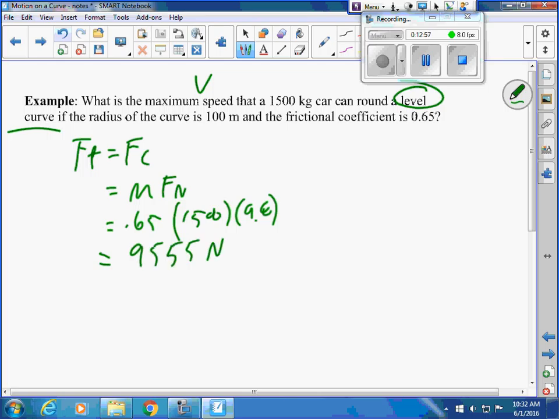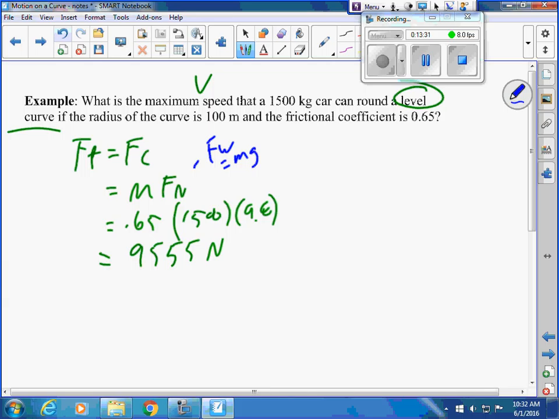So that's how much friction force we need to take this 1,500 kilogram car around this corner. We need 95.55 newtons of force. So will friction do it? Cool. Fn is equal to Fw, which is mass times gravity. Good enough question. I sort of skipped a step there. Yeah, that's a big question.